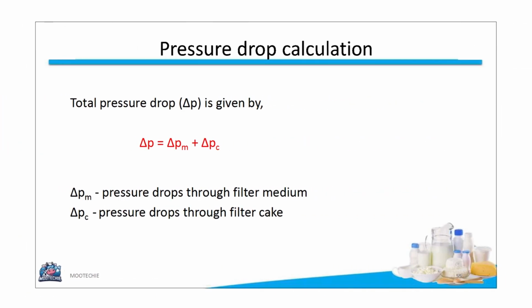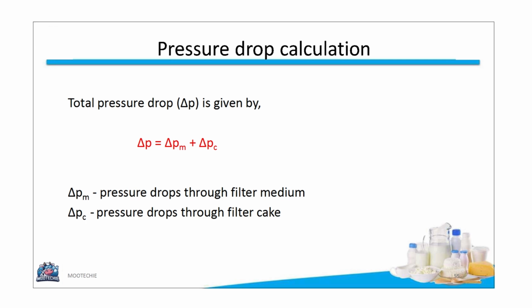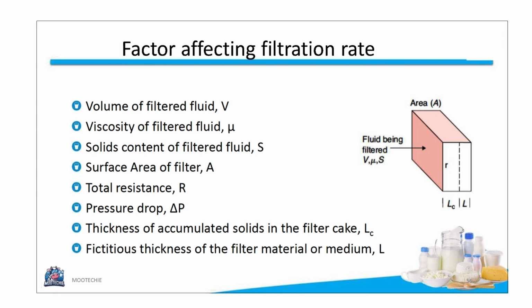The total pressure drop, delta P, is the sum of the pressure drop through the filter medium, delta P_M, and the pressure drop through the filter cake, delta P_C. Several factors affect the filtration rate. These include the volume of filtered fluid, V, its viscosity, μ, its solids content, S, the surface area of the filter, A, the total resistance, R, the pressure drop, delta P, the thickness of the accumulated solids in the filter cake, L_C, and the fictitious thickness of the filter material itself, L.